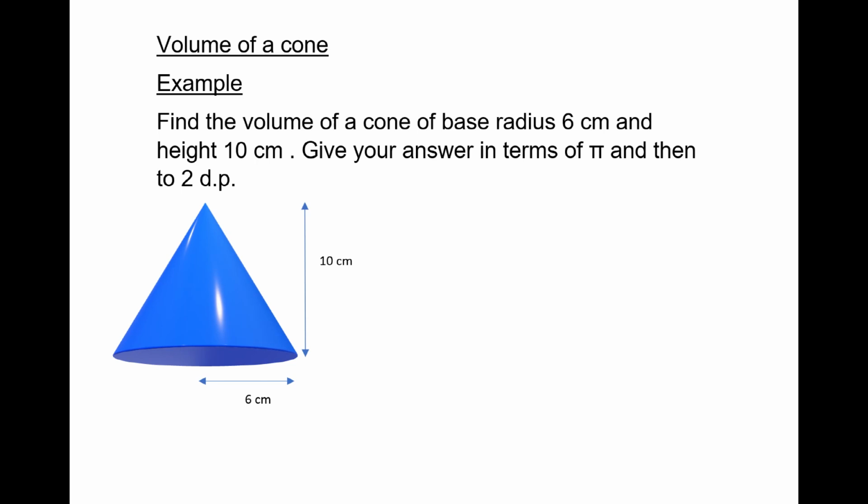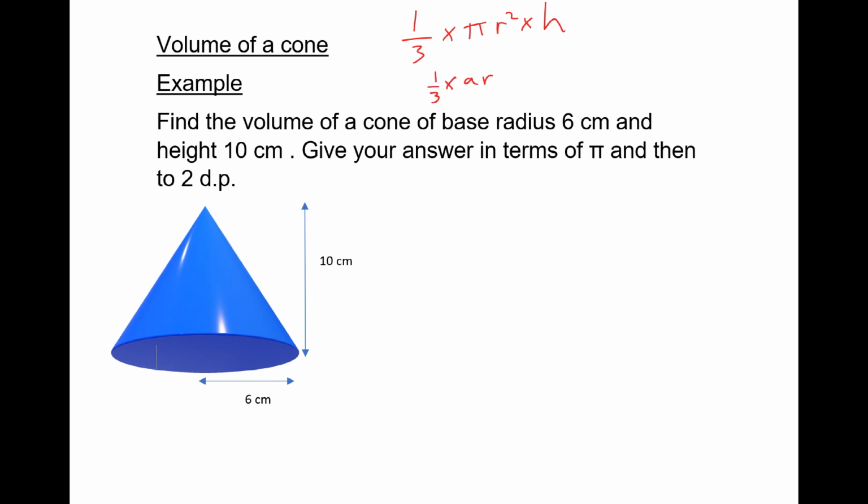The volume of a cone is given by 1/3 times pi r squared times the vertical height. Now, r is the radius of the circle that makes up the bottom of the cone. So another way to think about this is that it's 1/3 times the area of the base, because the area of the circle is pi r squared, times the vertical height. That's just another way of thinking about it. So here, the radius is 6. The vertical height, or the perpendicular height you can say, is 10.